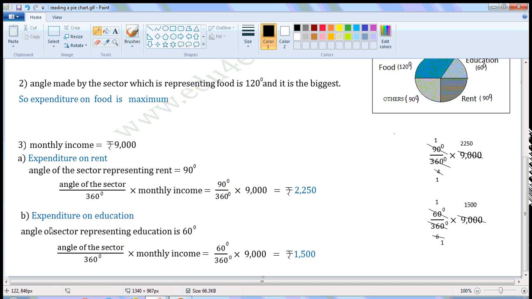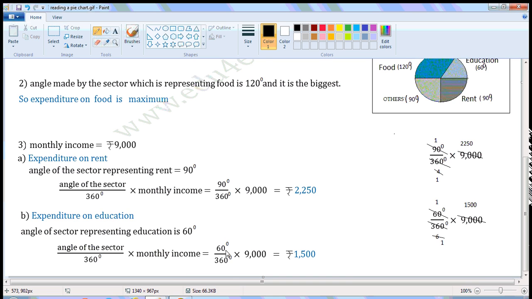Next one, expenditure on education. Angle of the sector representing education is 60 degrees. So, to find the expenditure on education, we have to use the formula angle of the sector by 360 degrees into monthly income. Angle of the sector is 60 degrees, monthly income is rupees 9,000. Substitute these values in this formula to find expenditure on education.